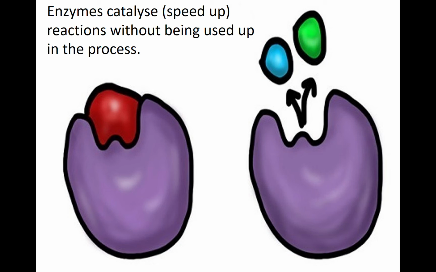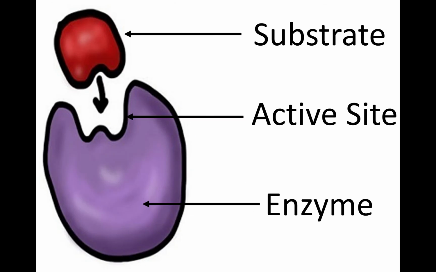So the first thing we need to know is the parts of an enzyme and substrate. So the food is the substrate when we're talking about digestive enzymes, whether that is starch, protein, or lipids. Next, we have the active site on the enzyme. That is where the breaking down takes place. That is where the substrate locks in with the active site in order to be broken down.